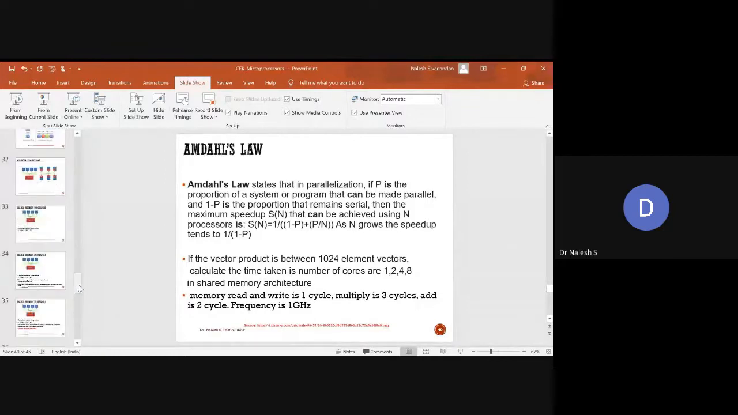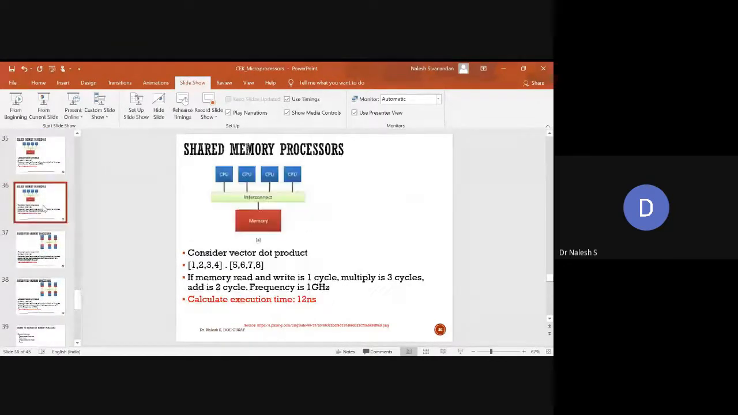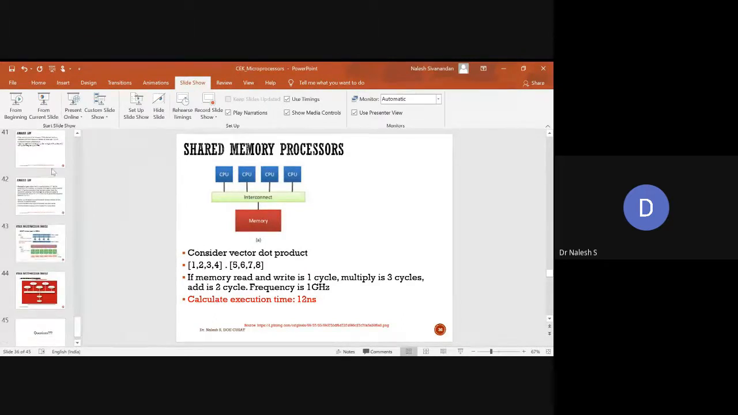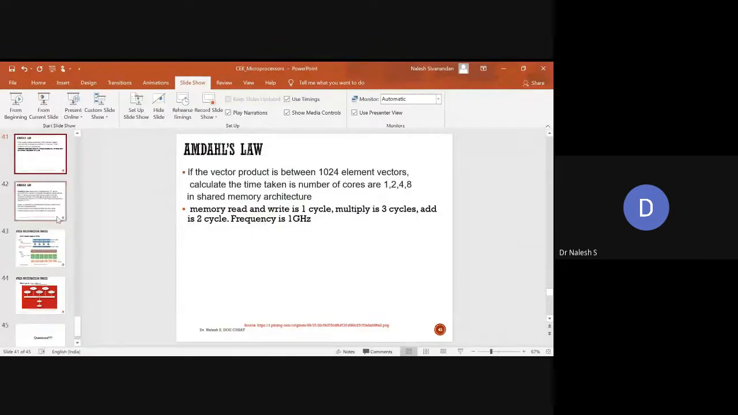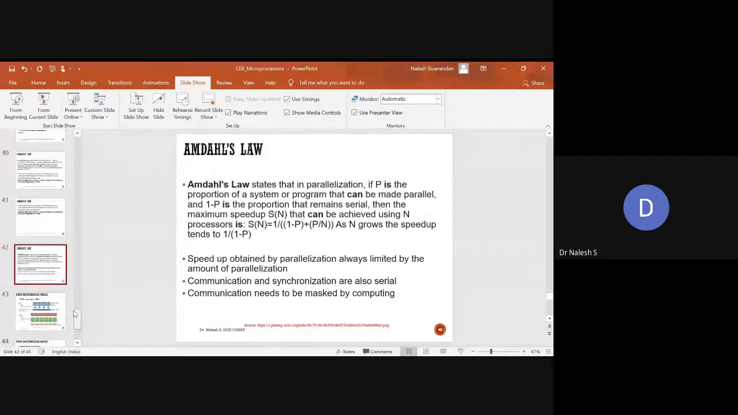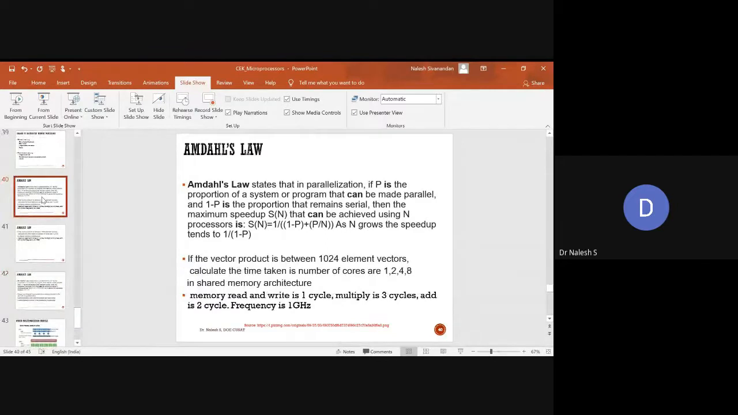For example, in our vector product, the multiplications are all parallel, but only after all the multiplications are done, addition can be done. So if there was a fifth processor, fifth core, you can't do the addition in that core in parallel because only after multiplication is done, addition can be done. So every program will have parallel operations and serial operations, and these serial operations are going to limit your improvement in performance with the multi-core.